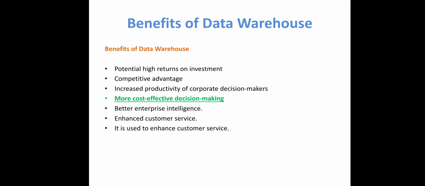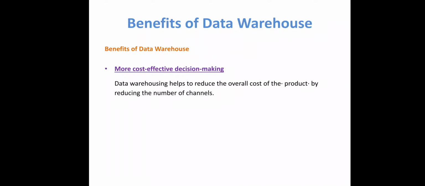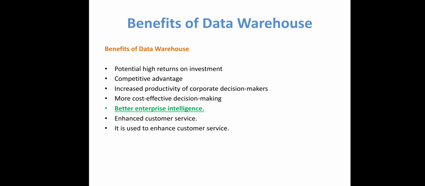Then, more cost effective decision making. Whenever we say data warehousing, it helps to reduce the overall cost of the product by reducing the number of channels. Okay, so in that case it will be seen as a cost effective decision. Then the next thing is better enterprise intelligence, which means it will improve business intelligence, enterprise intelligence.